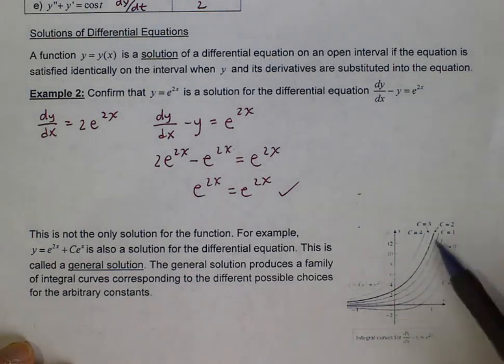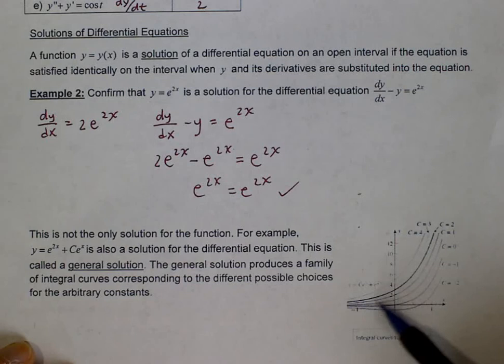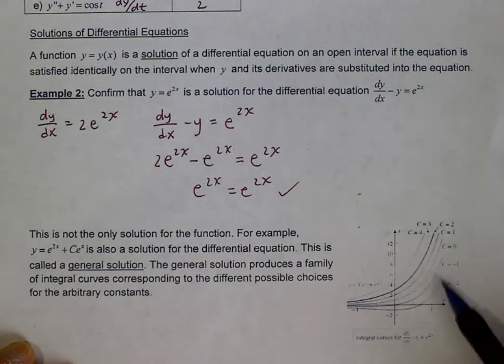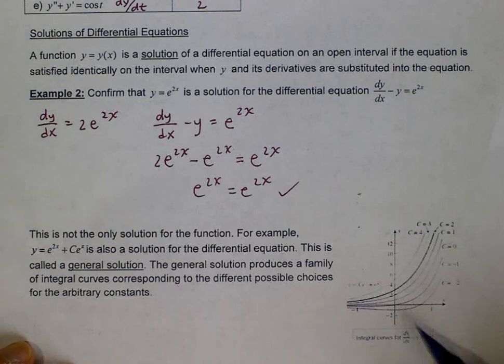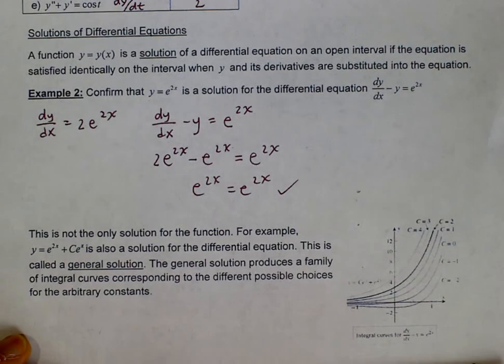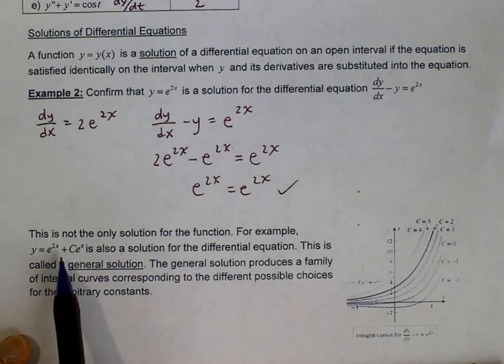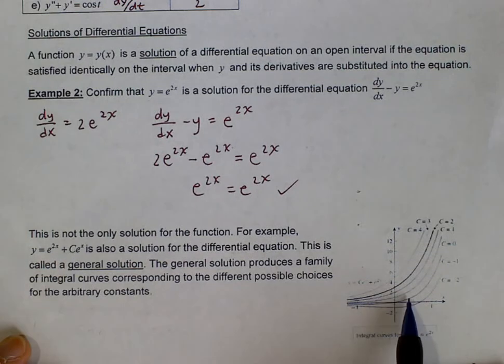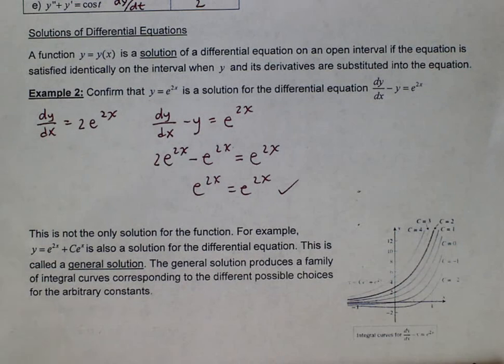If c is equal to 1, then it would be this graph. If c is equal to 2, it would be this one. If c is equal to -1, it would be this one, and so on. Many times you'll have to find the general solution, and then if they give you a particular point on the graph, you're able to find the particular solution. Right? We'll be going over that later.